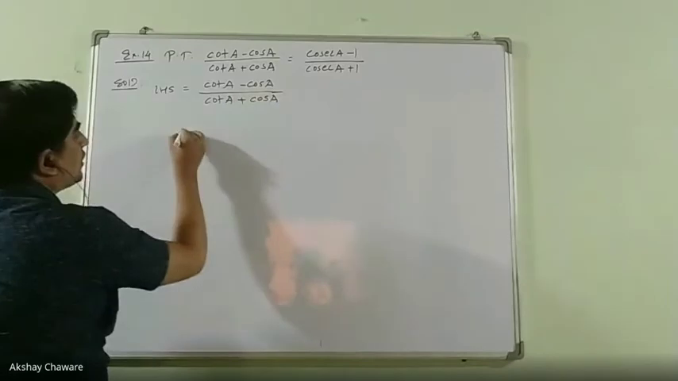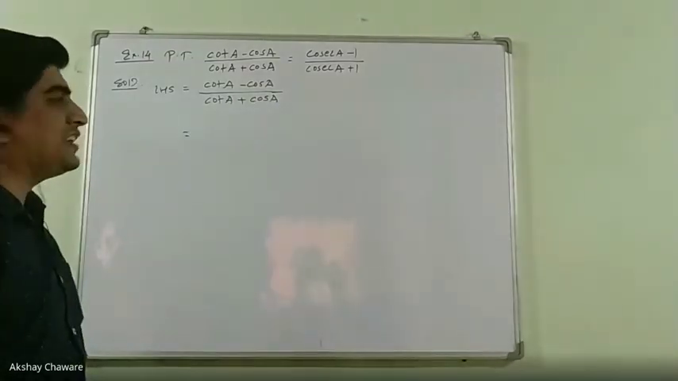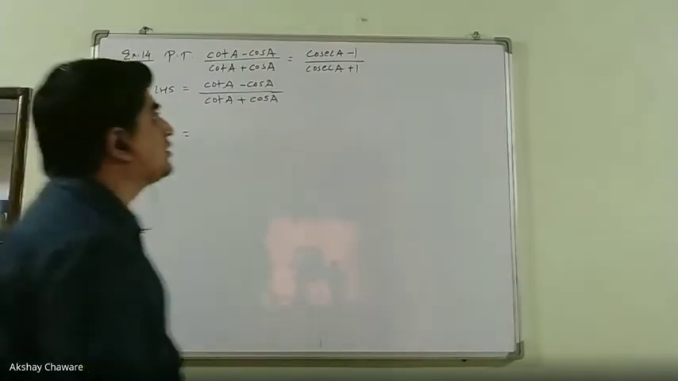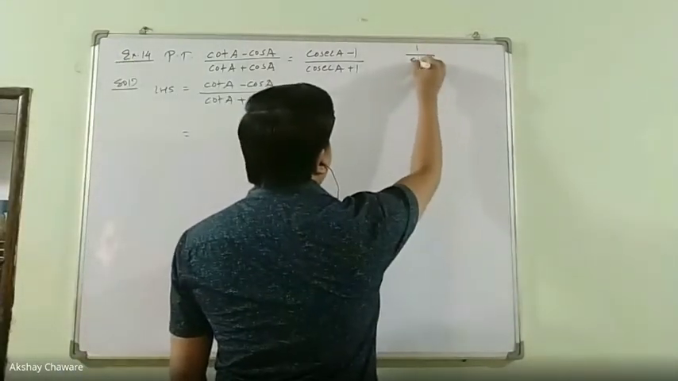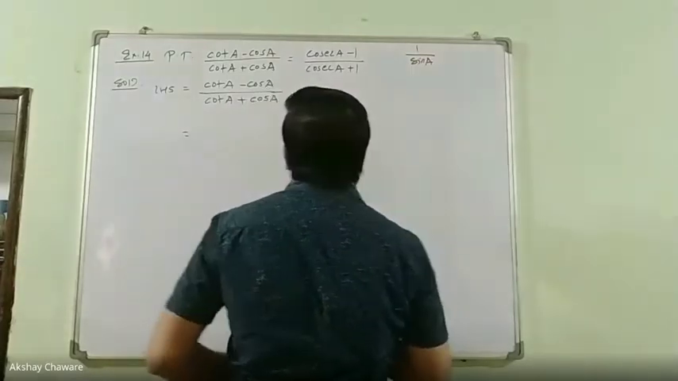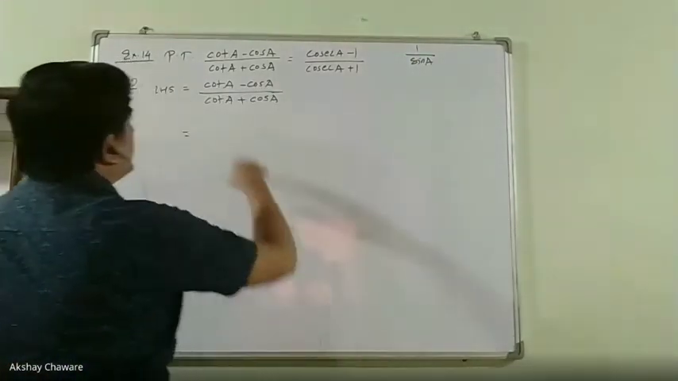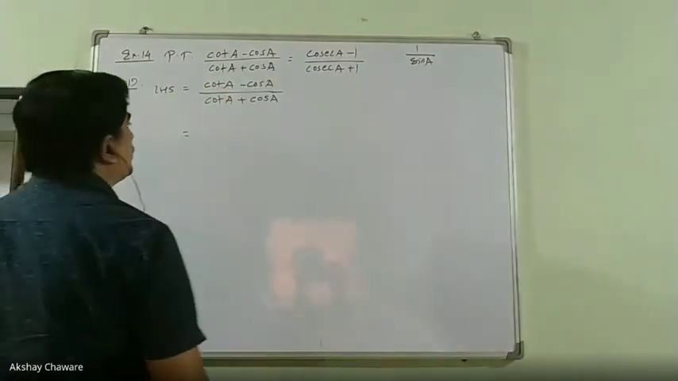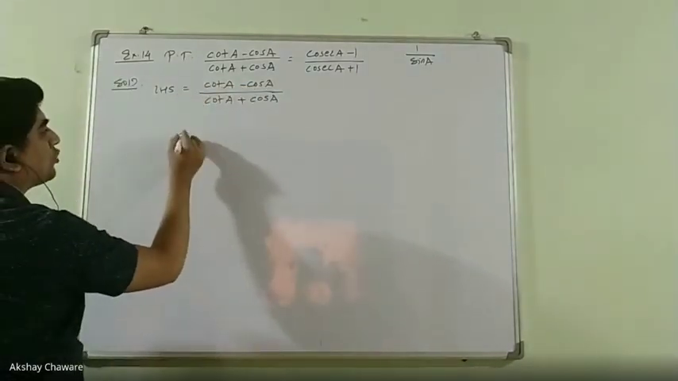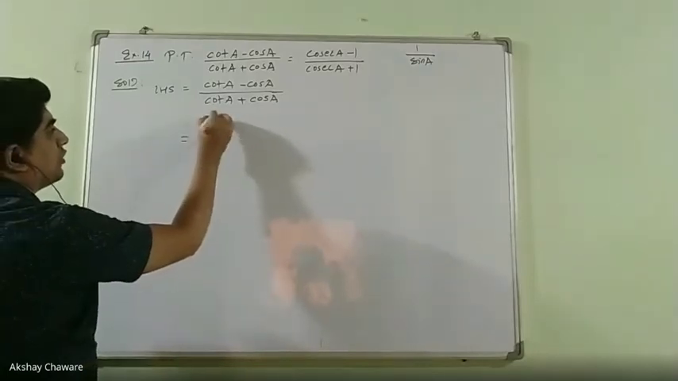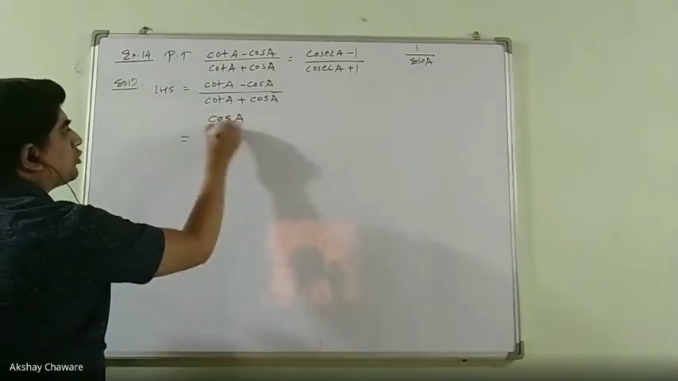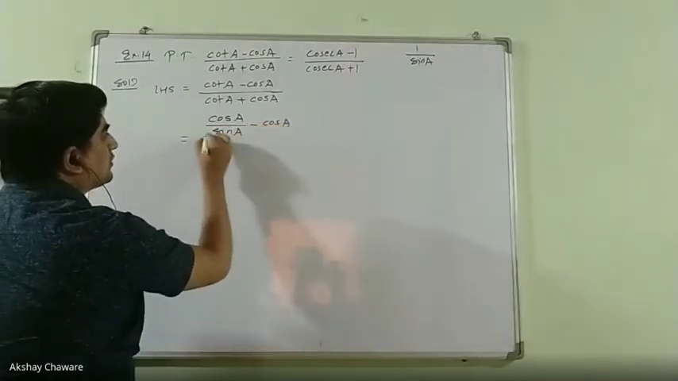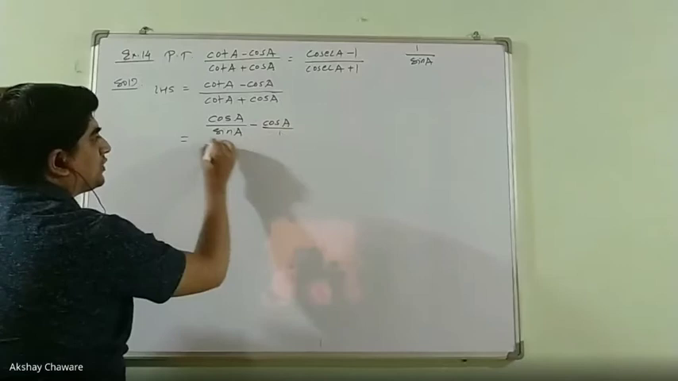Okay. Now in the RHS we want cosec A. Now cosec A is nothing but what? 1 upon sin A. So the denominator should be sin A. Okay. And here we have cot A minus cos A and cot A plus cos A. So let's express this cot A in terms of sin and cos. So cot A is nothing but cos A upon sin A, minus cos A as it is, and the denominator of cos is obviously 1.